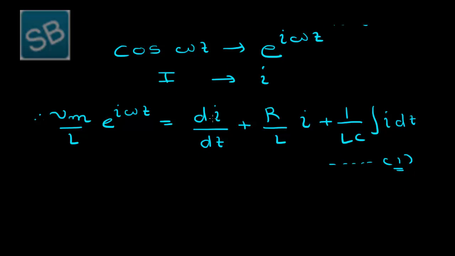With this, I am separating the real numbers and complex numbers. Here Vm is the maximum value of voltage, so this is a real number. L is the value of the inductor, that is also a real number. Here current i is a complex number. e raised to i omega t is also in complex form. The value of the resistance is also a real number, and the value of the capacitance is also a real number.